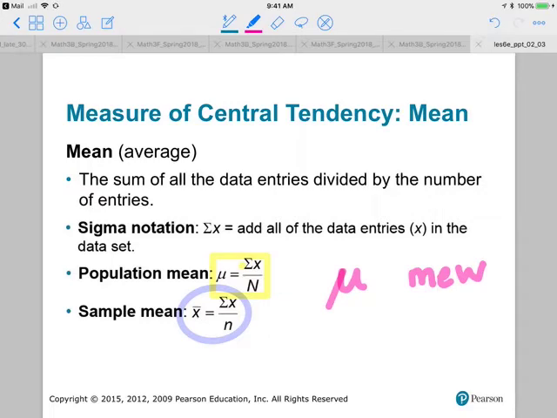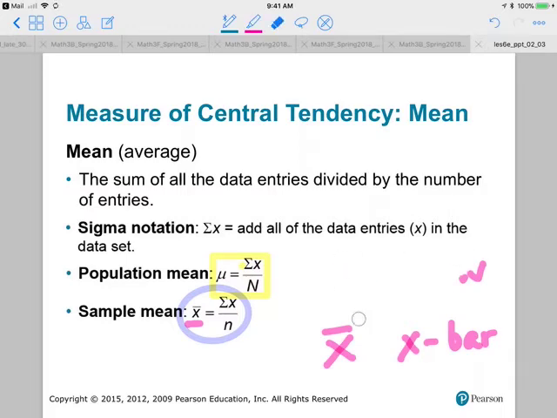And then the second one here for sample mean, x bar. So it's x bar. Say it with me. X bar. Mu is the symbol for your population mean. X bar is a symbol for your sample mean. Okay? And you want to practice saying these because when you're talking about math and statistics, you don't want to say, what's that little funny symbol? You want to be able to use the vocabulary, okay?